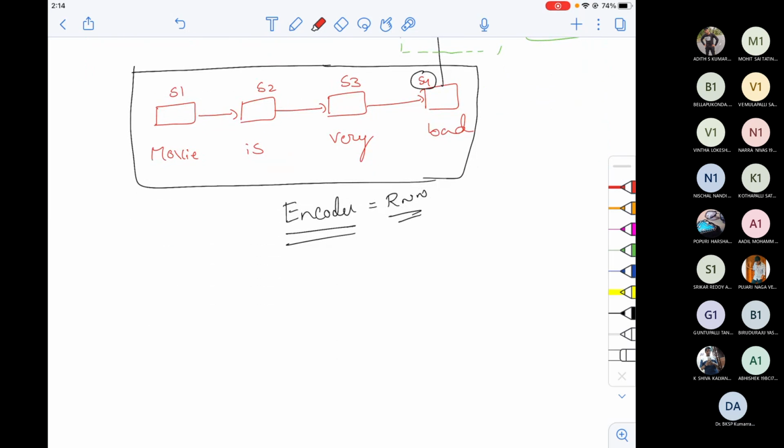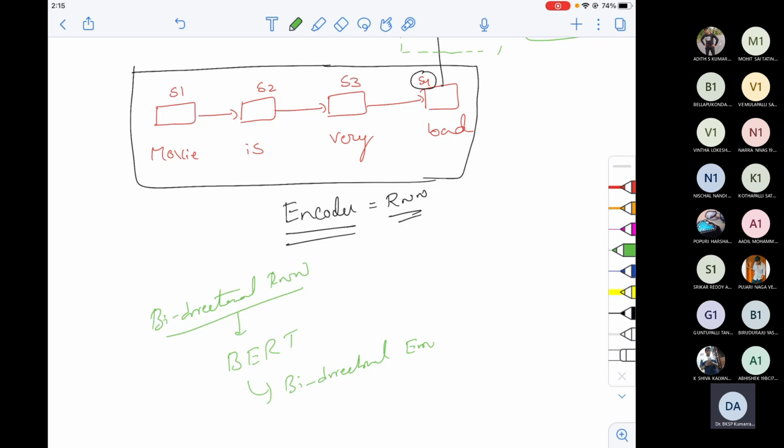Yesterday, while we were discussing bidirectional RNNs, taking this as a base, people have come up with very popular transformers like BERT. BERT, you know that it stands for bidirectional encoder representation transformers. So we have already discussed bidirectional, but I have not discussed encoder.